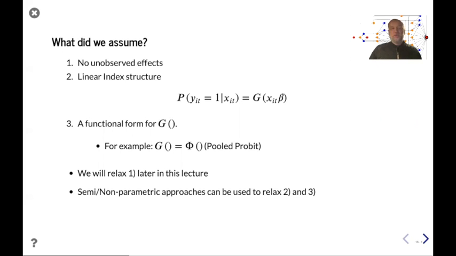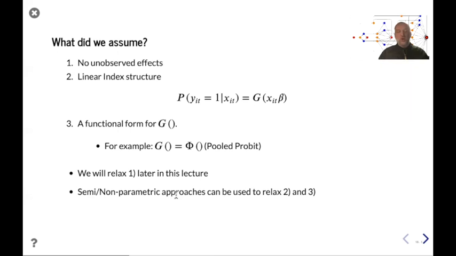We assumed a linear index structure, and also a functional form for G. For example, it could be the CDF of the standard normal, in which case we would have a full probit. We can relax many of these assumptions, and we're going to focus on how to relax assumption number one: there was no unobserved effect.